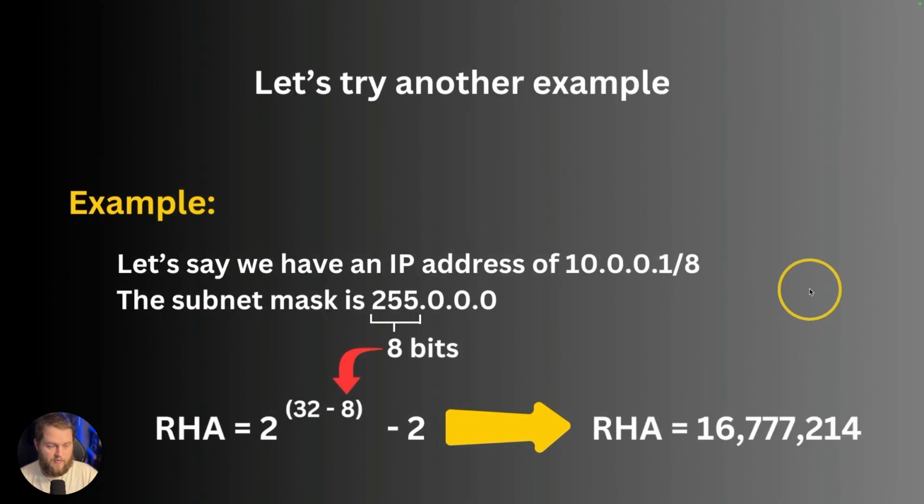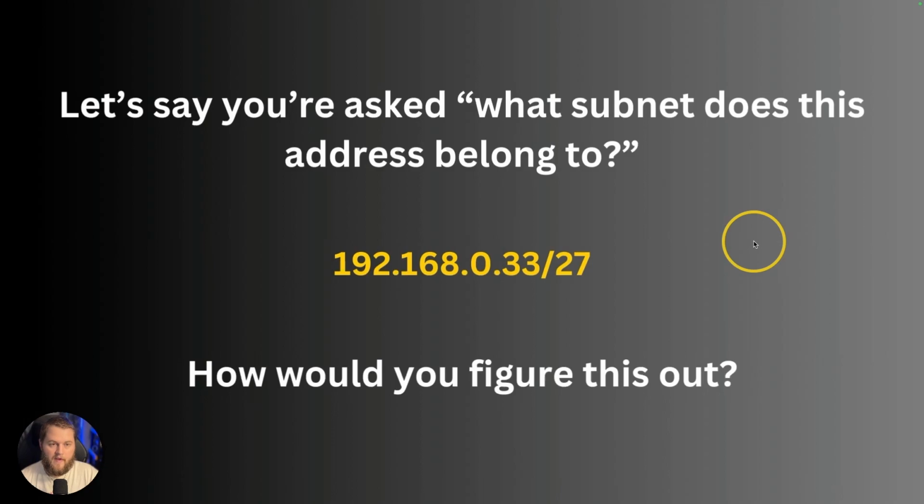Let's try another example. Let's say we have an IP address of 10.0.0.1 slash 8. The subnet mask is 255.0.0.0, and so we have 8 bits here that are turned on. So we would say our remaining host addresses is 2 to the power of 32 minus 8, minus 2, and so we're left with 16,777,214 host addresses available. Now let's say you're asked on a test, what subnet does this address belong to?